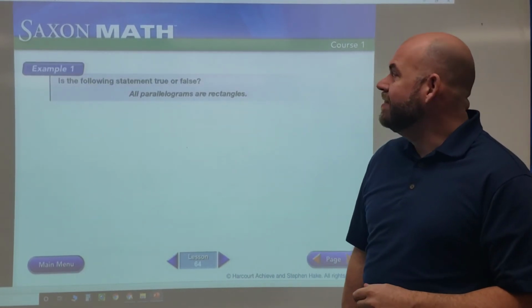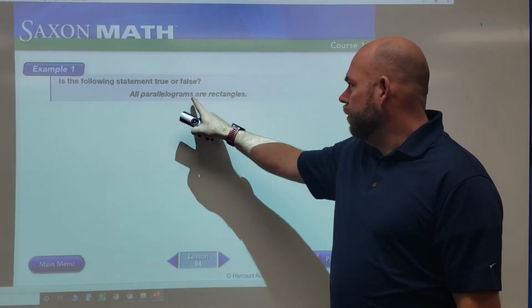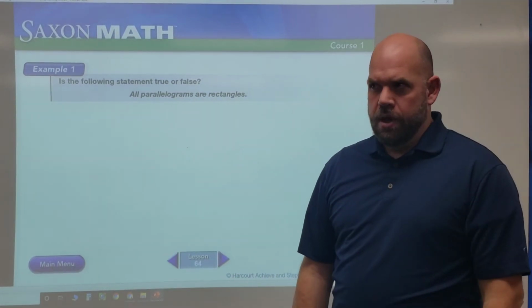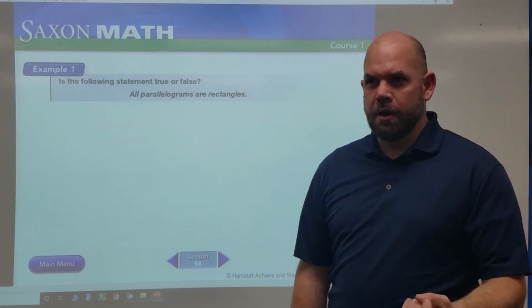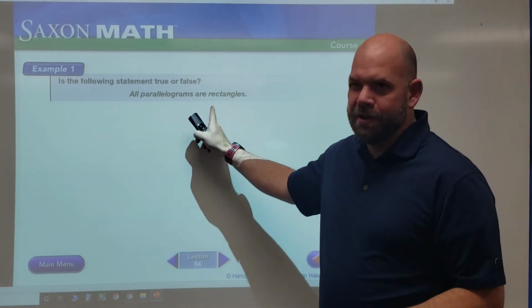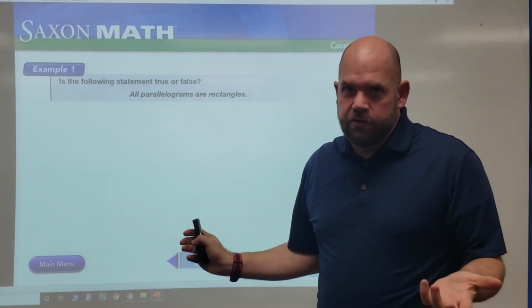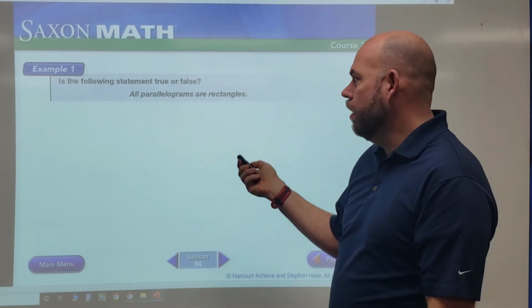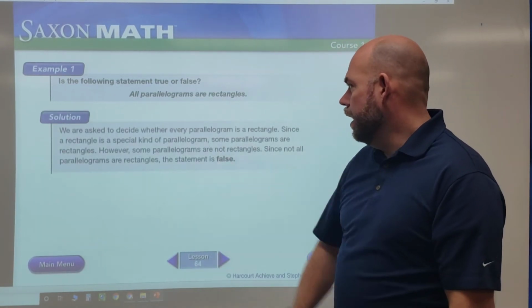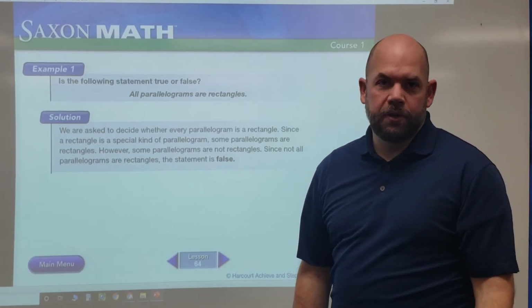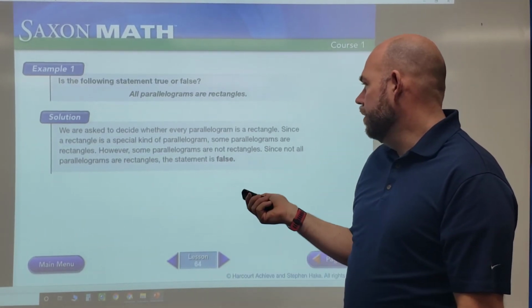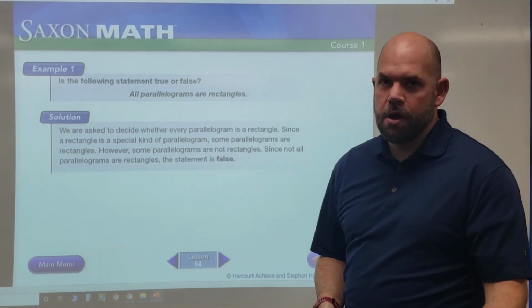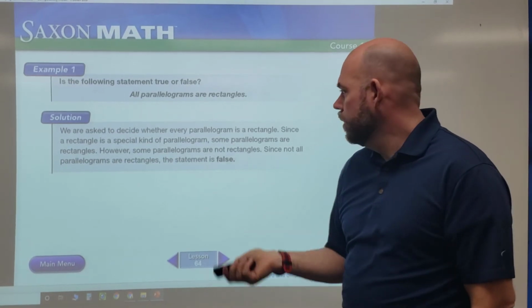All right, so is the following statement true or false? All parallelograms are rectangles. Well, we know rectangles are parallelograms, but can we have a parallelogram that's not a rectangle? Yeah, in fact, it's just called a parallelogram, right? So they don't have to come at perpendicular angles. So we know this one is false, because there are lots of different kinds of parallelograms that are not rectangles, like a rhombus or a parallelogram. All right?